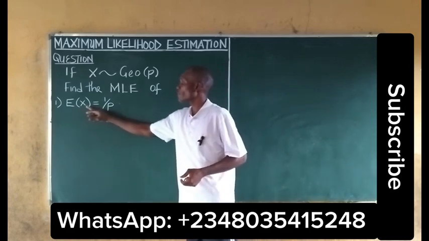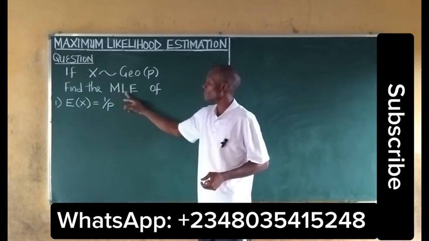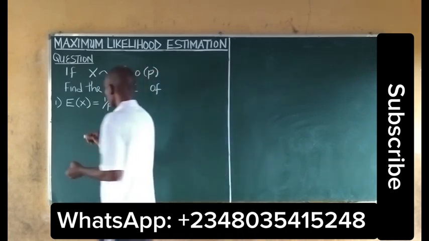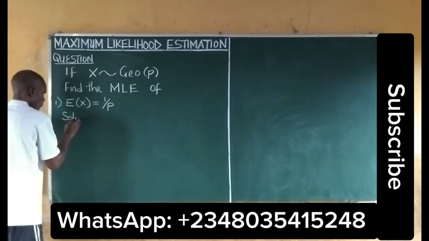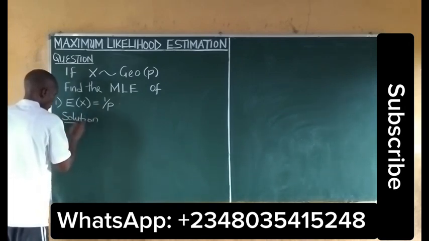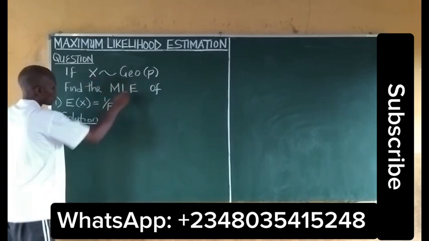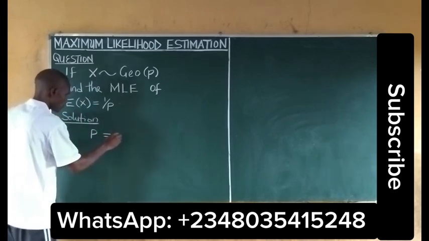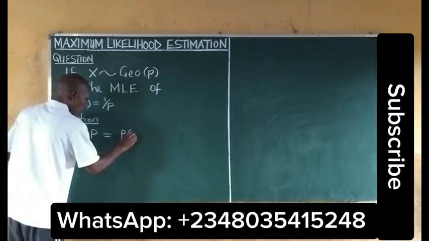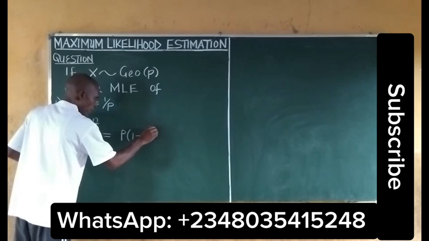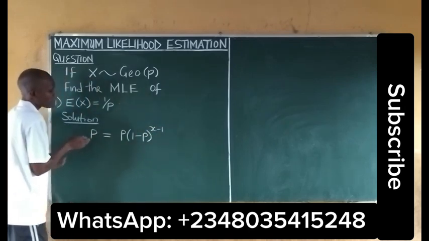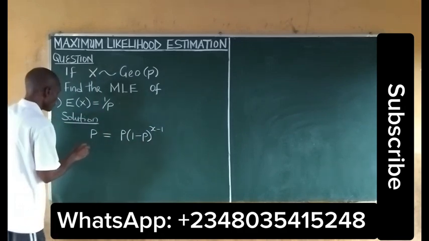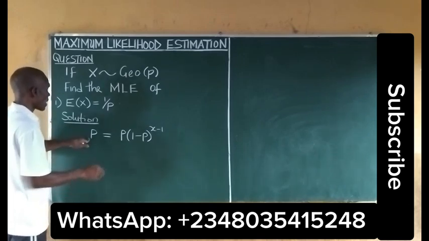You cannot find the expected value of x equal to 1 over p without finding the maximum likelihood estimation for the geometric distribution. Solution. If x follows the geometric distribution, it means that P of x will be equal to p multiplied by (1 minus p) raised to the power of x minus 1. So this is the formula for the geometric distribution, and it will now be our function.